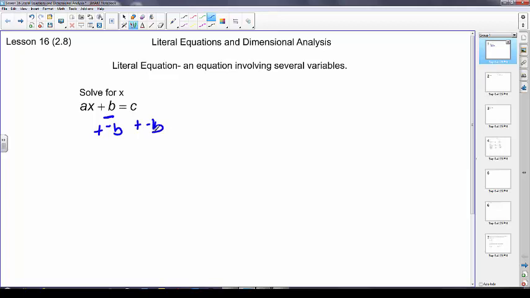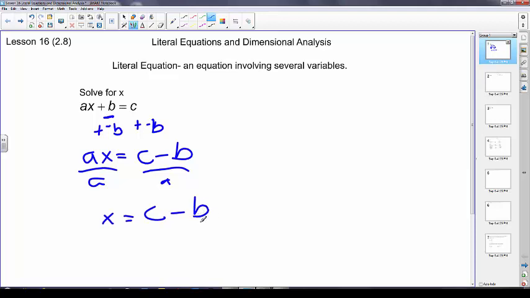Now there are no like terms, so what we have is ax, or a times x, is equal to c minus b. And then, to undo a multiplication of a, I could either divide by a or multiply by the reciprocal. I'll just divide by a to both sides, and I end up with x equals c minus b all over a. And problem done. We solved the literal equation.